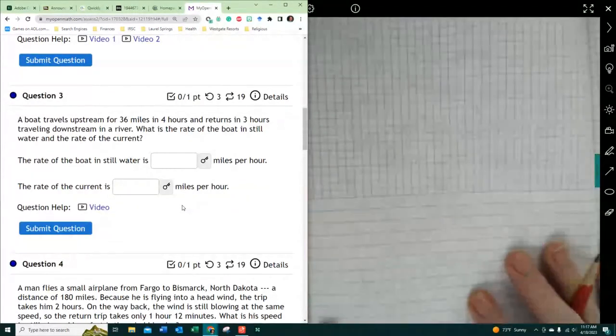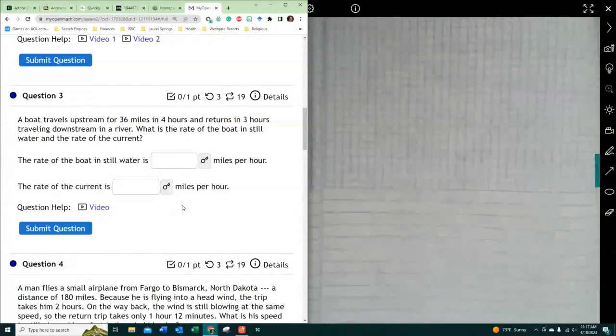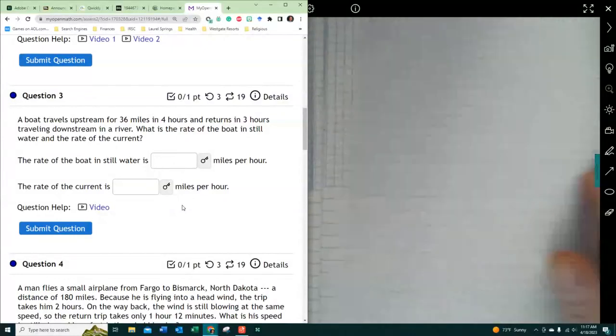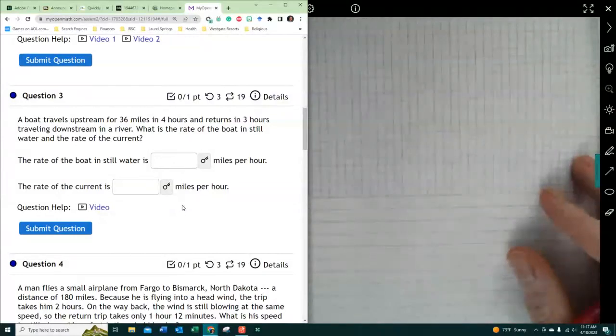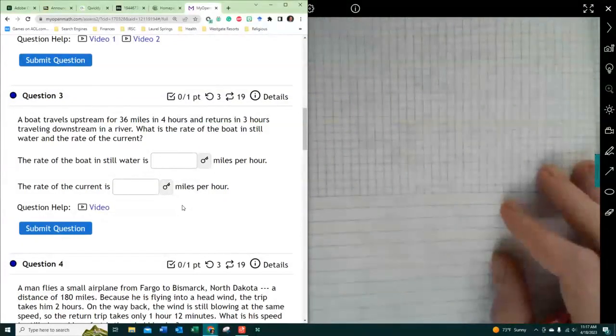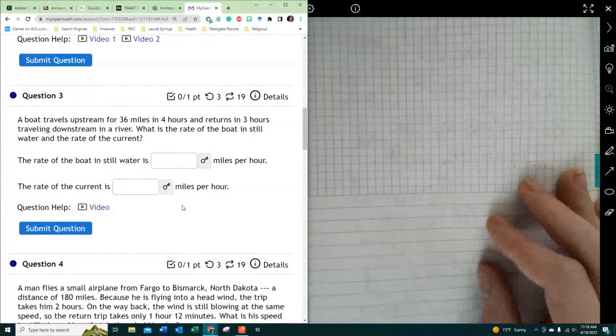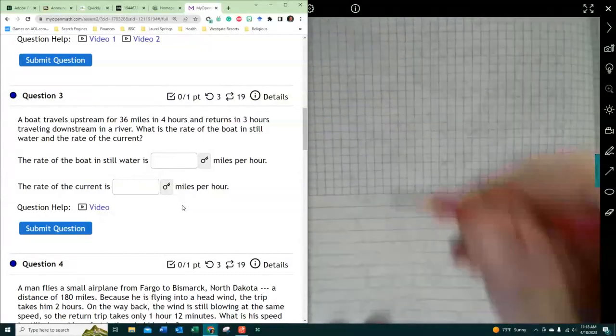Now, number 3. It says a boat travels upstream for 36 miles for 4 hours and returns in 3 hours. So we have two acting forces being applied to the boat, and that is the stream's current, and then the boat itself. So if the boat was running, what is its speed without any current? And then what is the speed of the current? So those are the two things that we're trying to find.